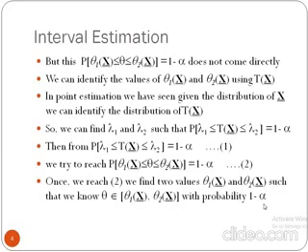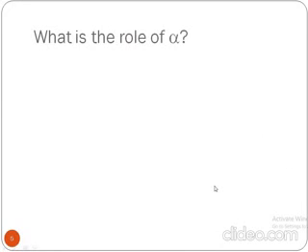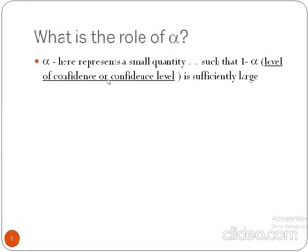Now this is very important. Let us look at this. What is the role of alpha? Now this alpha is a small quantity such that 1 minus alpha is sufficiently large. Now as you know, this is a type of probability. So we expect that 1 minus alpha is close to 1, maybe 0.95 or 0.99 or 0.90. This 1 minus alpha is called the level of confidence or confidence level.